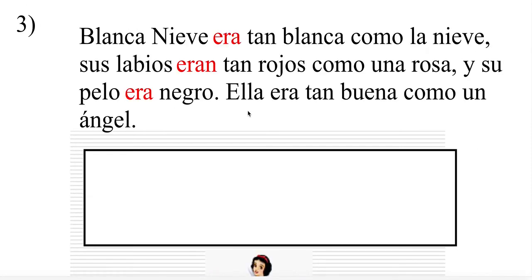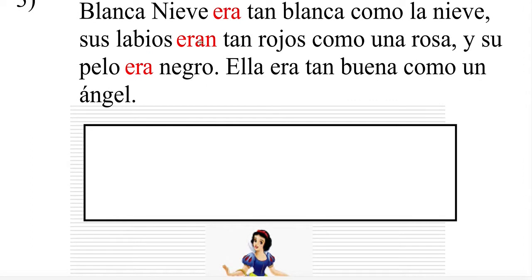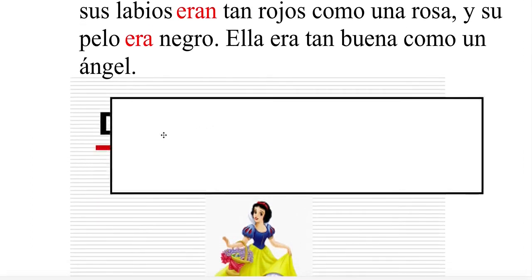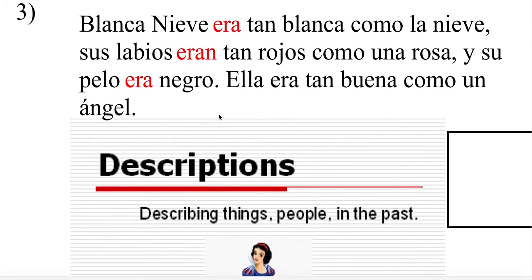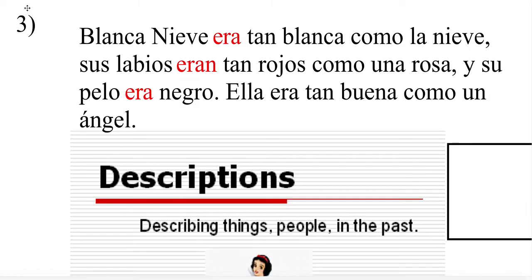Blancanieve era tan blanca como la nieve, sus labios eran tan rojos como una rosa y su pelo era negro. What is the reason for the imperfect here? Okay, hopefully you said descriptions. Yes, you're describing Snow White here, Blancanieve. Her skin, her lips, her hair, all of those are descriptions, and that would cause for the imperfect tense. Okay, era, eran, era, which is one of the irregulars that we discussed.